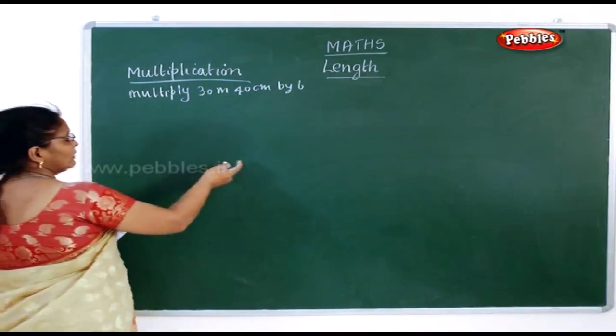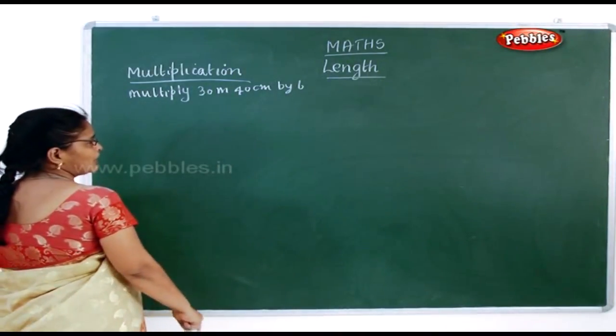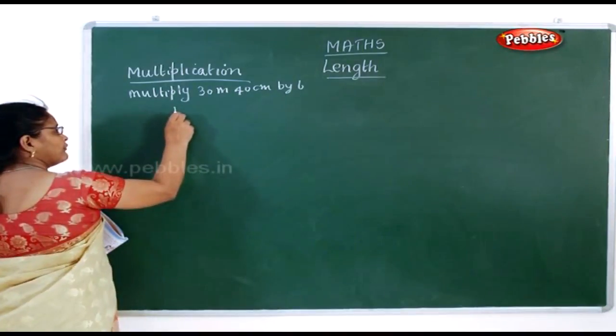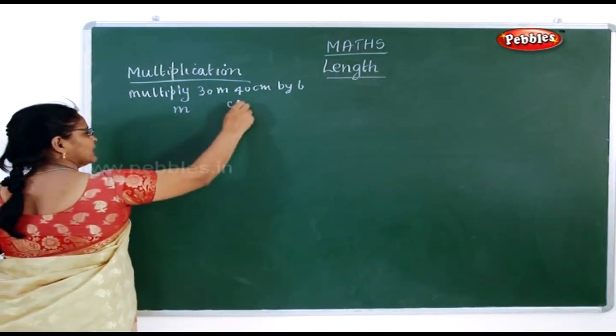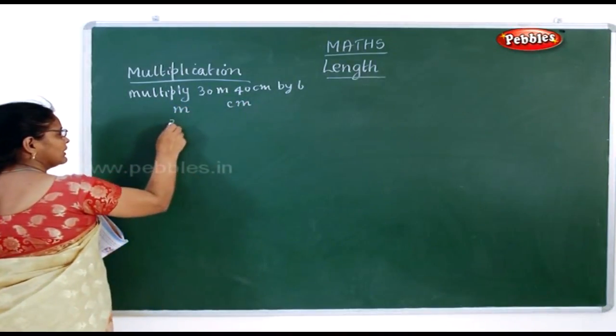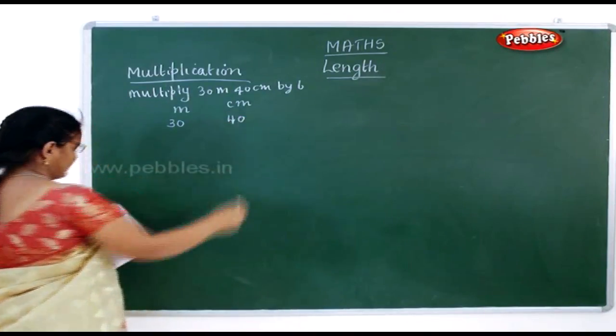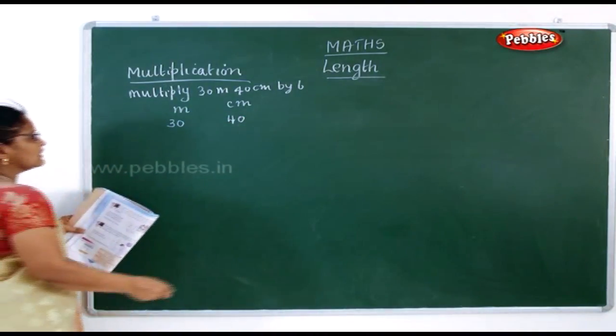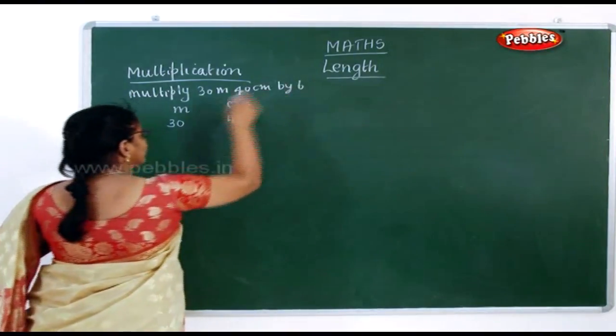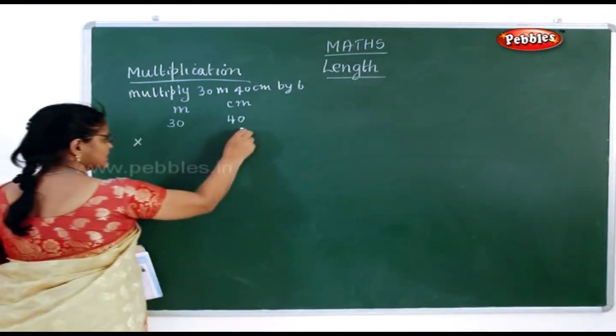Now, immediately, all the sums I told you again and again, I am repeating: you have to write meter, centimeter. Now here you'll write 30 meter and 40 centimeter. It is 30 meter and 40 centimeter. You have to multiply with 6.